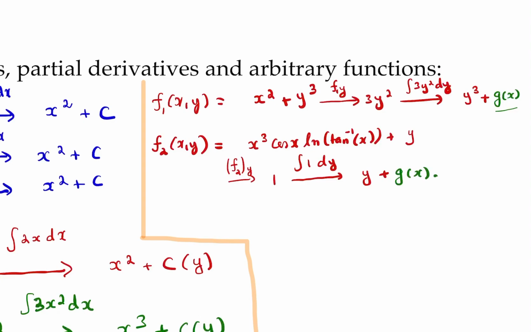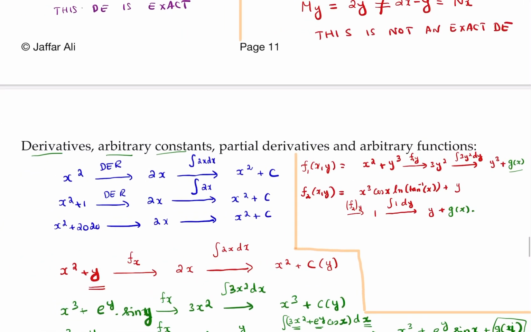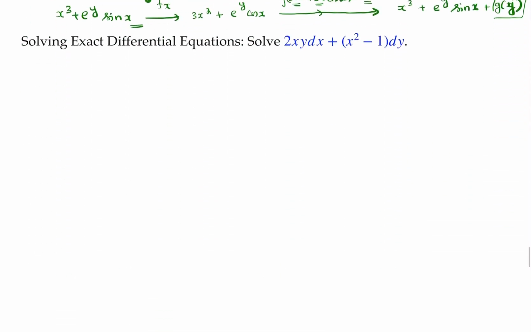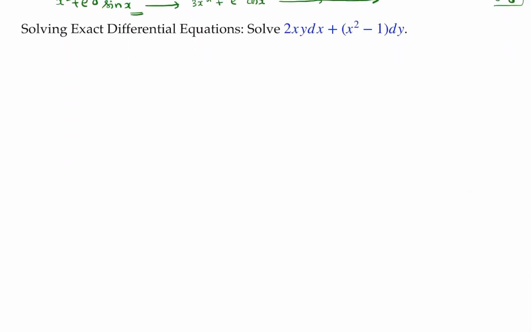g of x, right? So that's how, when you do the partial derivatives, now you have arbitrary functions, and that is important in solving this exact differential equation. So let's see, how do we solve this exact differential equations? Let me go through the general idea, and then we will see how we work it out with this particular example.